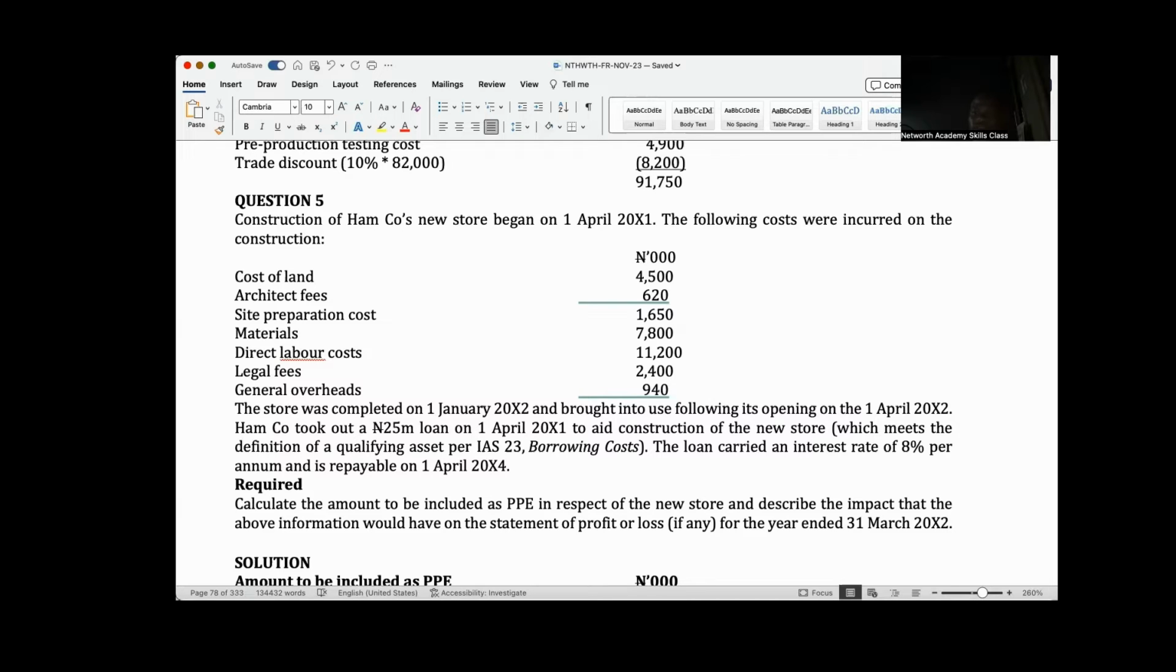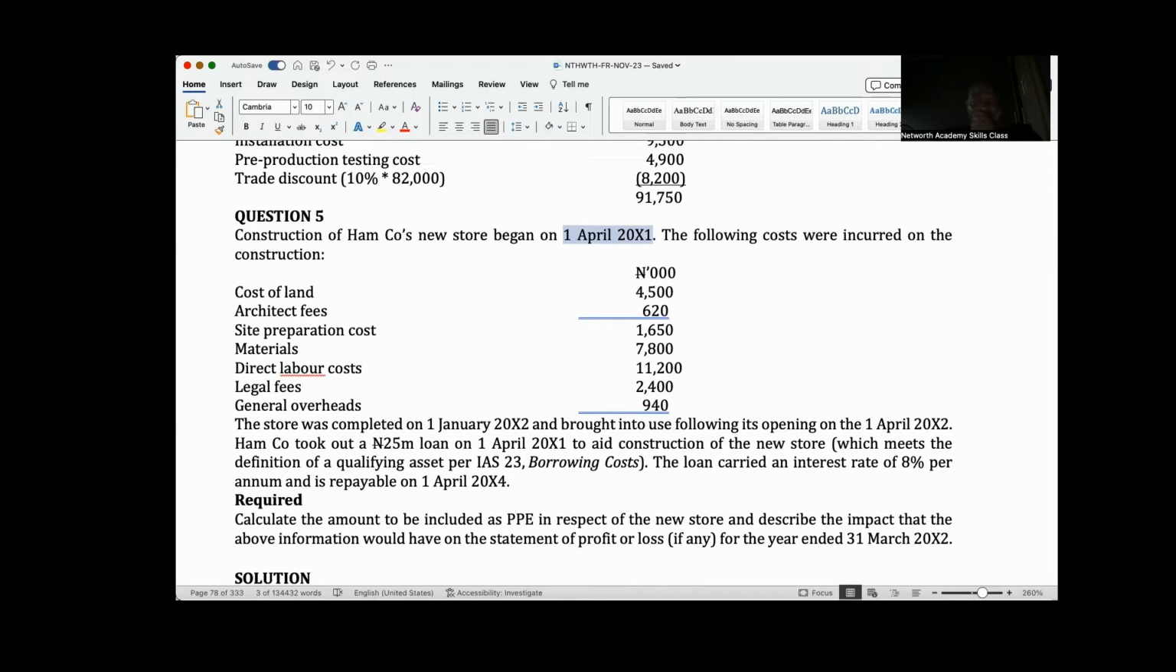Okay, question 5. A construction of AMCO school's new store began on 1st of April 2001. The following costs were incurred in the construction. They give us all of these costs. We're now told that the store was completed on 1st January 2002. Okay, when did they start it? 1st April 2001. Okay, that was how many months now? And they started using it on 1st of January.